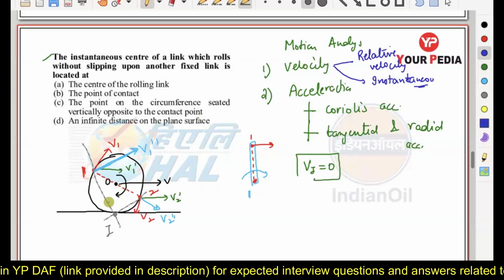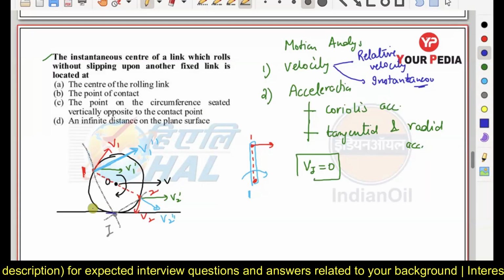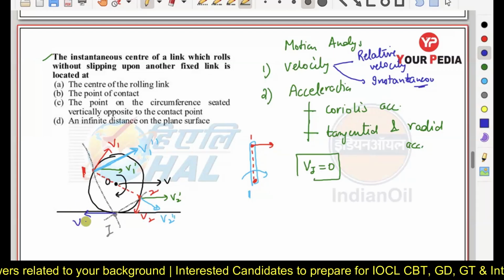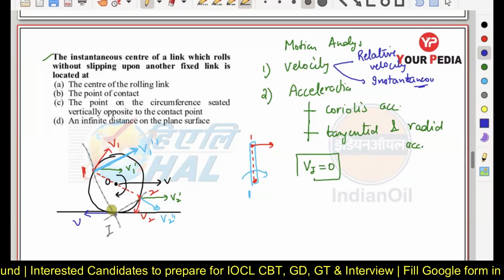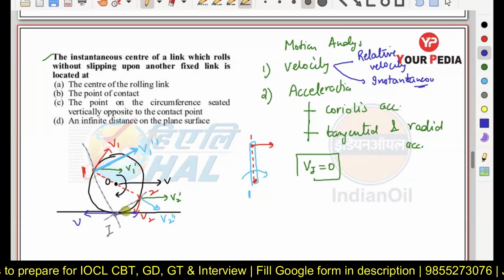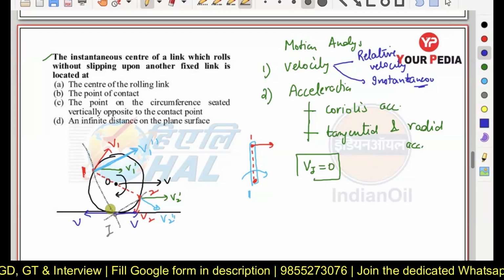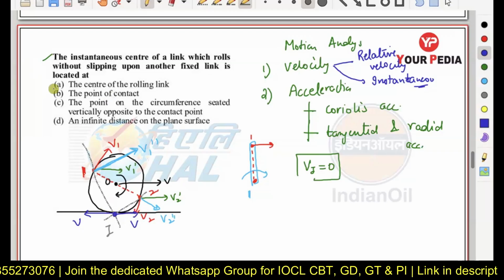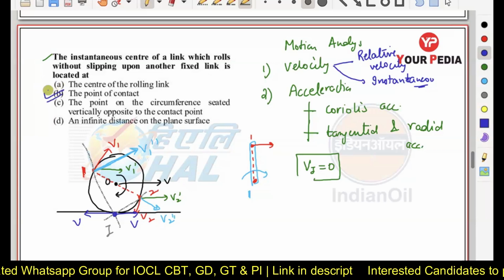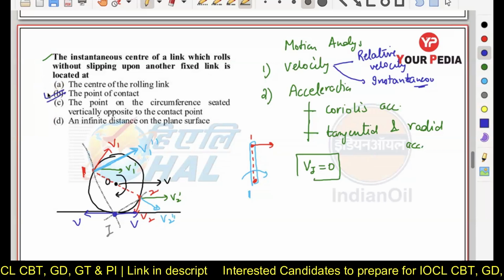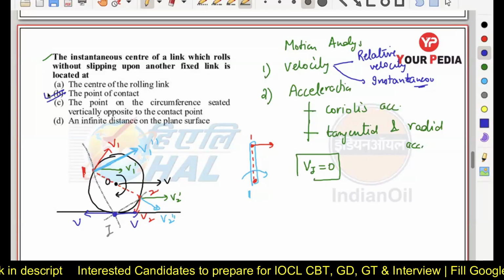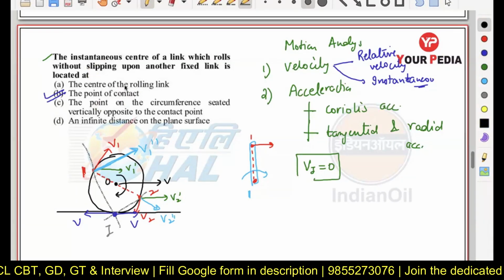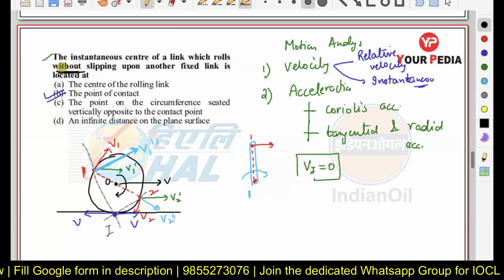Or you can also see it in this way: the point I is experiencing a velocity toward the left side due to the pure rotation, and along with that it is also experiencing a velocity in the right side due to the translation. So the net velocity at point I will become equal to 0 there. Okay, so I can say in this case option B, at the point of contact you are going to experience the instantaneous center.